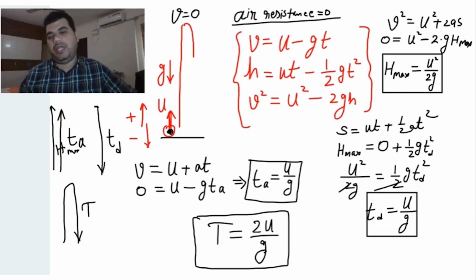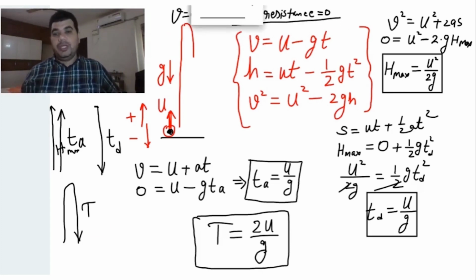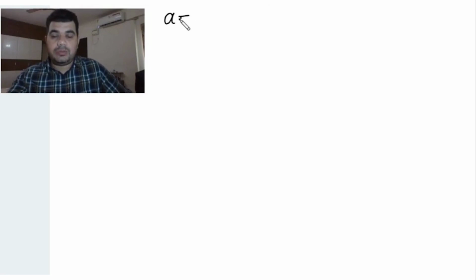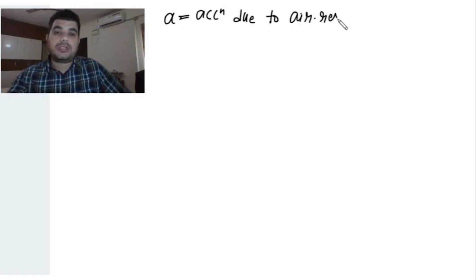Okay, now very nice. चलो आगे बढ़ते हैं बच्चों. अब अगर एयर रेजिस्टेंस नेग्लिजिबल नहीं है, air resistance is also there, means we can say a. What is a? a is acceleration due to air resistance.